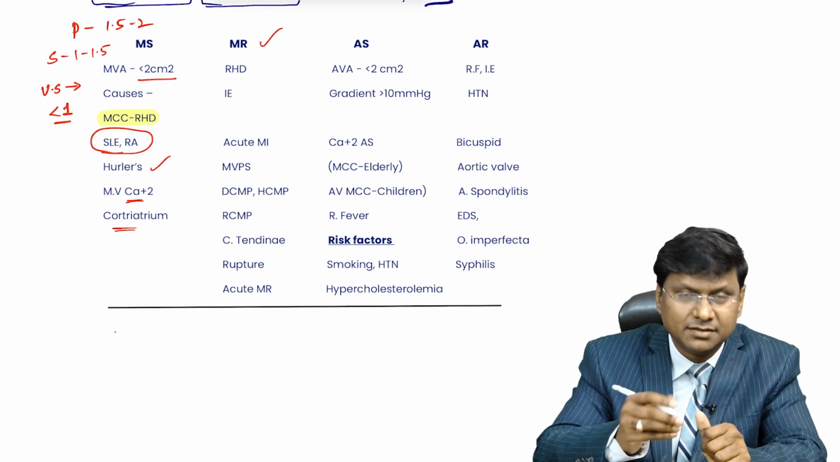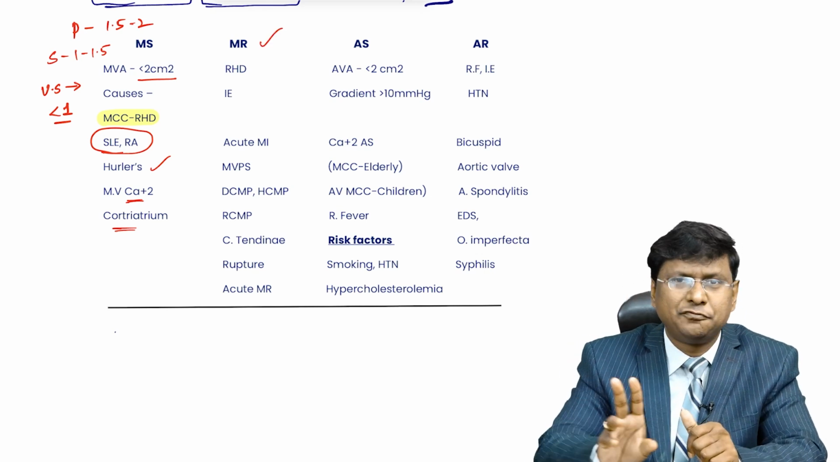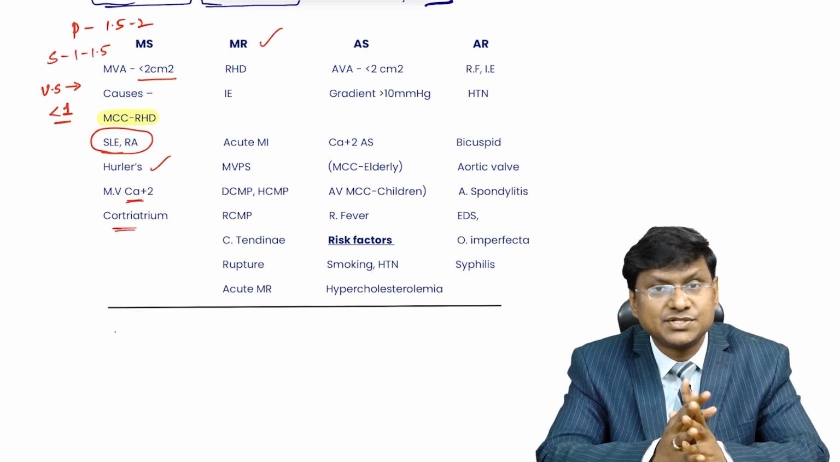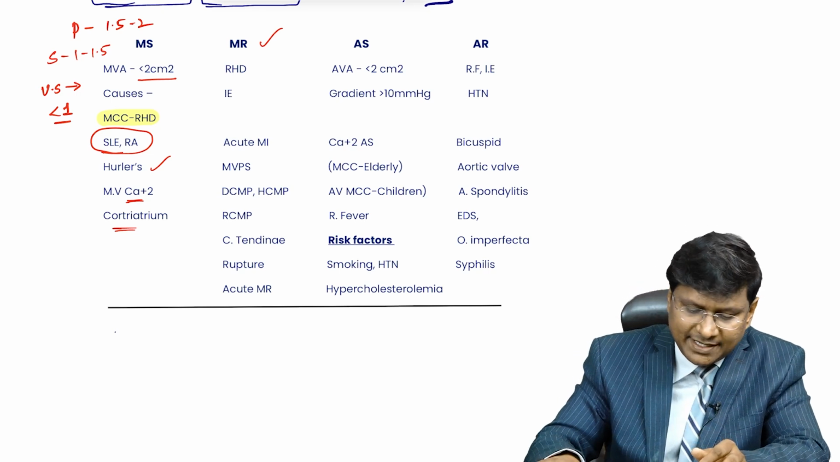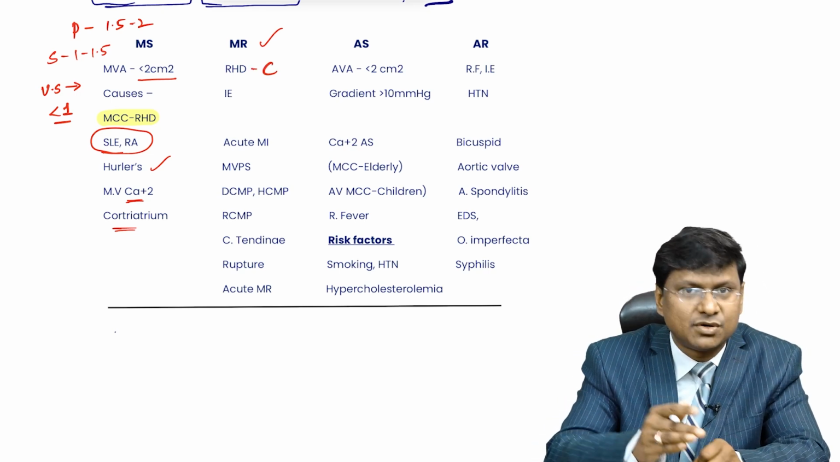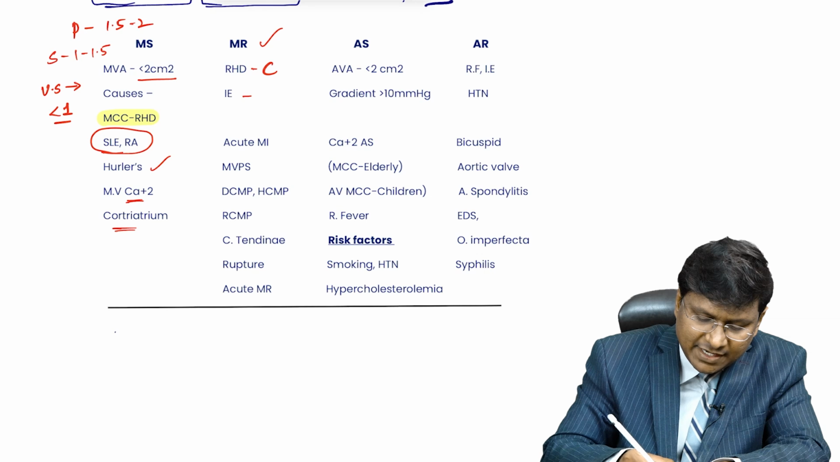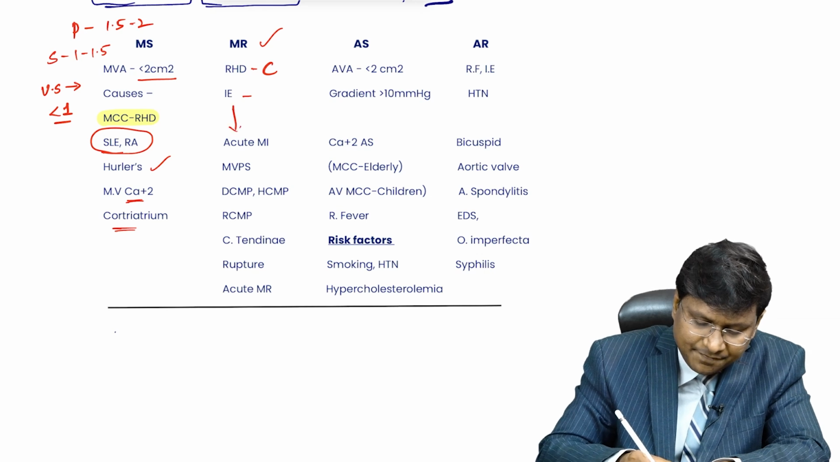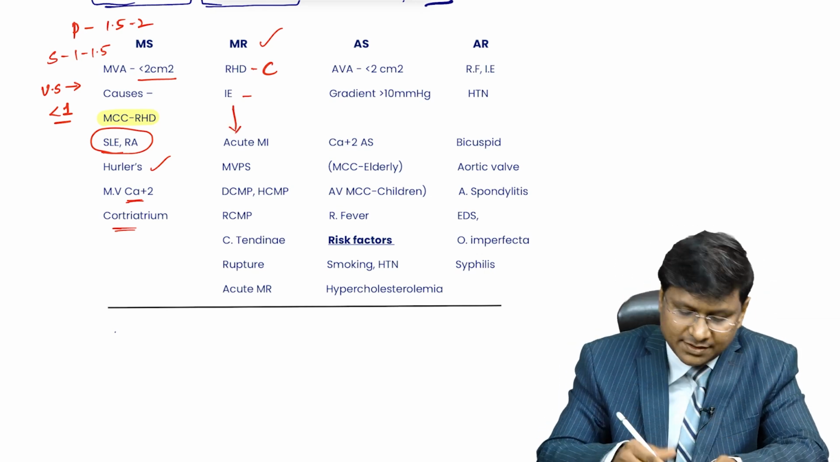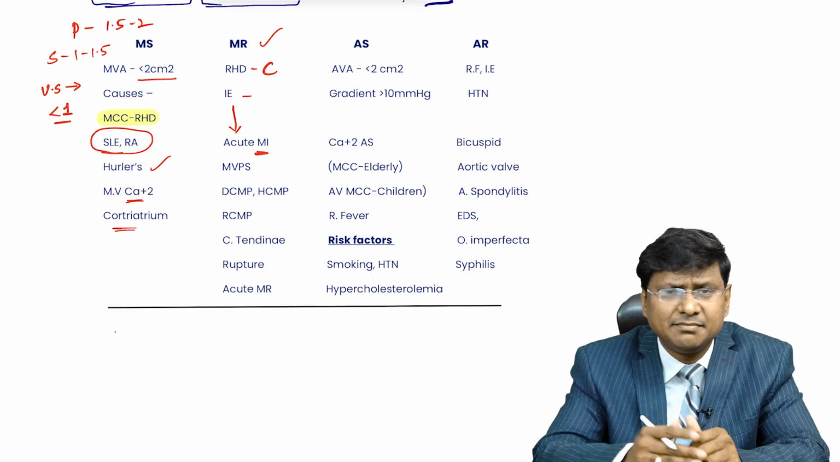Whereas you take MR. In MR, you have two forms. One is acute MR and the other one is chronic MR. See, your rheumatic heart disease is the one which will cause chronic MR. Whereas infective endocarditis is the one which will be causing the acute mitral insufficiency. So mitral insufficiency is nothing but mitral regurgitation.